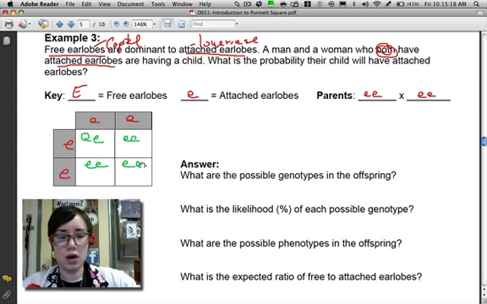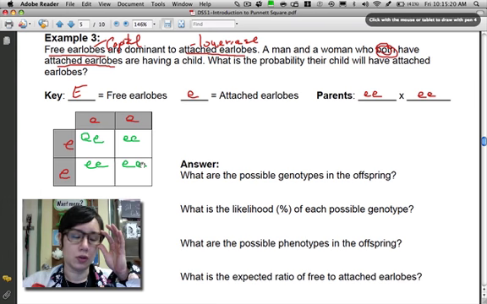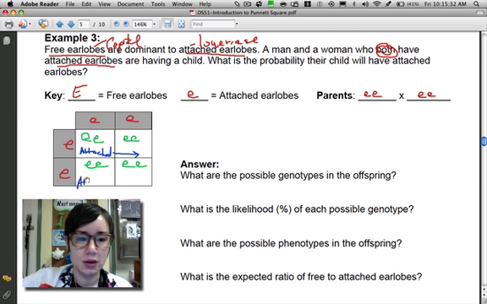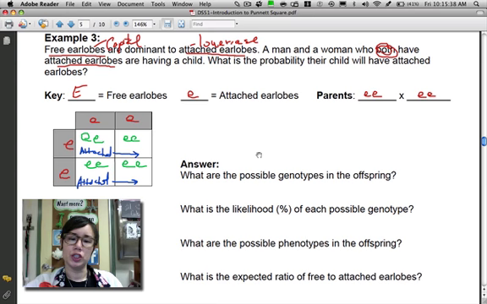Now before I move on, I want to figure out what my phenotypes look like. So my phenotypes with 2 little e's, it's going to be attached. And I know that both of these are going to be attached. Same thing here, attached, because they're both 2 little e's. Now let's see if we can answer some questions.